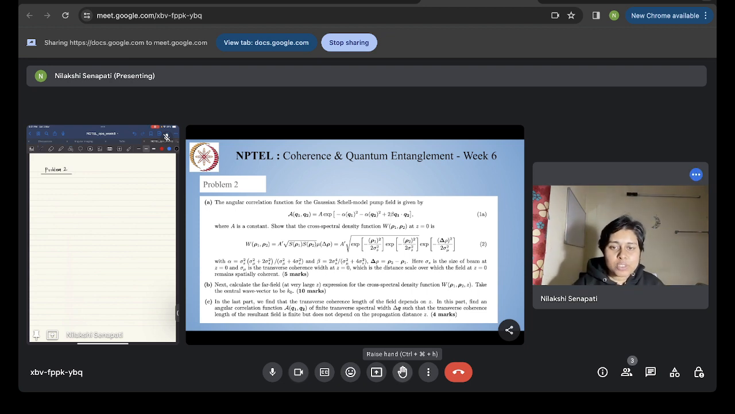Now it's problem 2, which is saying the angular correlation function for the Gaussian Schell-model pump field is given by A(q1, q2) equal to this. Let me write what is given. Where A is a constant, so that the cross-spectral density function W(rho1, rho2) at z equal to 0 is this, equation 2. This is equation 1. So you need to show this, where alpha equals sigma mu square plus 2 sigma square, beta is like this, and delta rho is this.